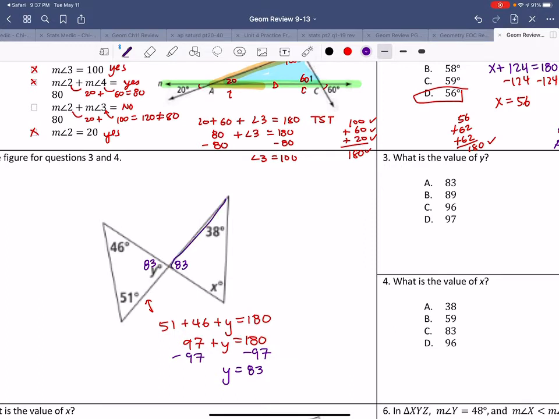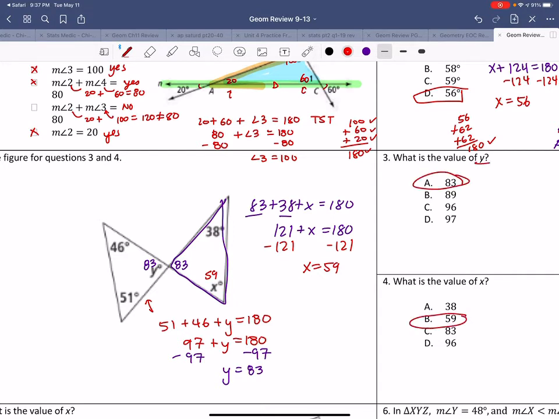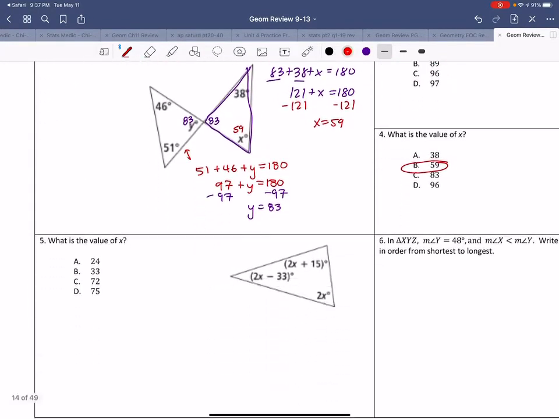And now I can add up these to 180. All right, so now these would combine. So what is y? We got 83. What is x? We got 59. Well done, gang. Okay, number 5.